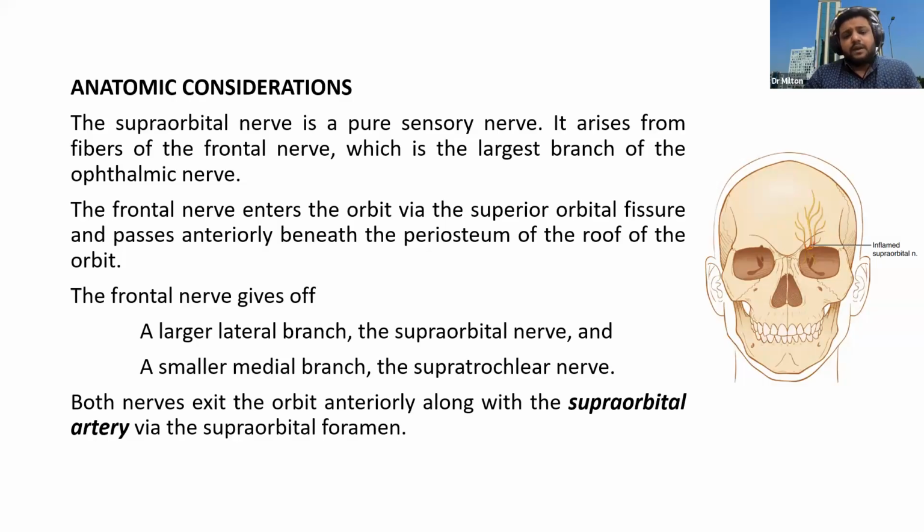Here the frontal nerve enters the orbit via the superior orbital fissure, and after that it crosses in front of the orbit and gives two branches. Number one is the lateral, large branch, and the other is the small medial branch, the supratrochlear. There is a notch that represents the supraorbital nerve, which is the large branch. Okay.